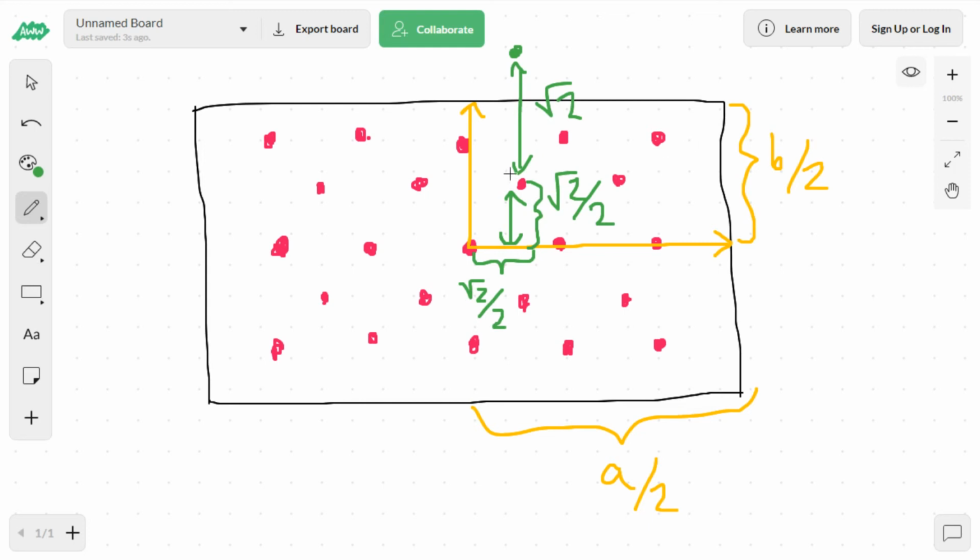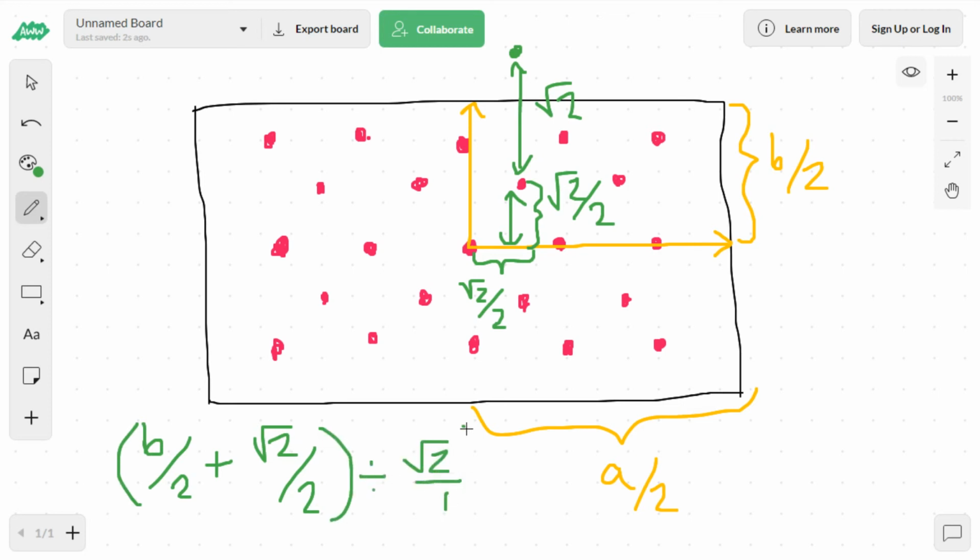So we'll take this over here, b over 2. We'll add on root 2 over 2. And then from there, we'll take all that, divide it by root 2 over 1, and with that, we're going to take the floor of all that. And then we'll multiply that by 2. Okay, that's going to be our goal for this, right? Because half of this is what we get with this. So that's why we're multiplying by 2 at the end.